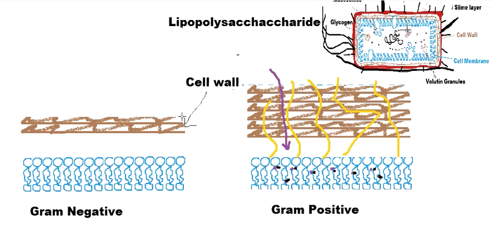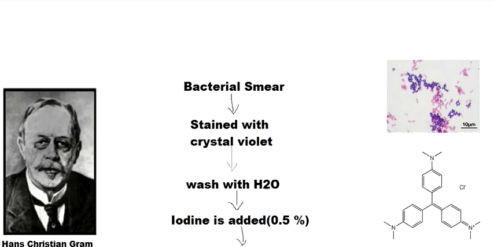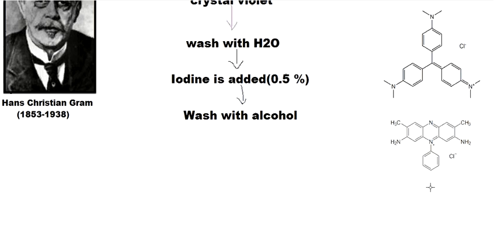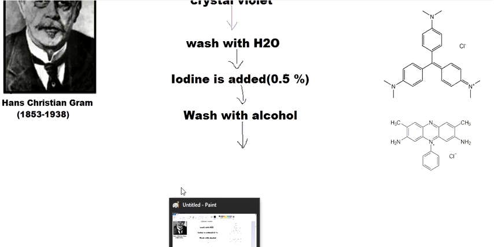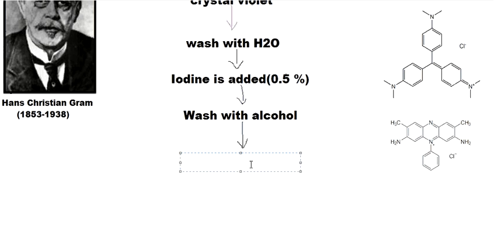Let me remove it. Now this is existing in the gram-negative bacteria, and now we will add, most of the time, safranin into it. This is the structure of safranin, for your extra knowledge, but it is not very much required in this video. So now we add safranin. Safranin is a pink colored dye, and in place of safranin we can also add fuchsin or carbol fuchsin.